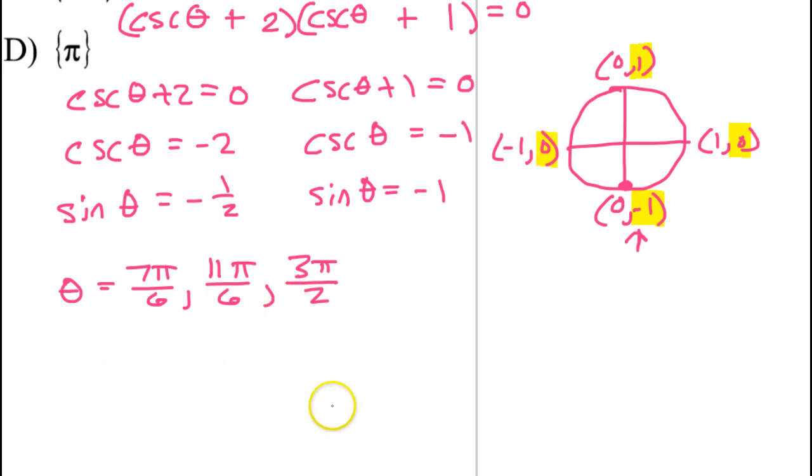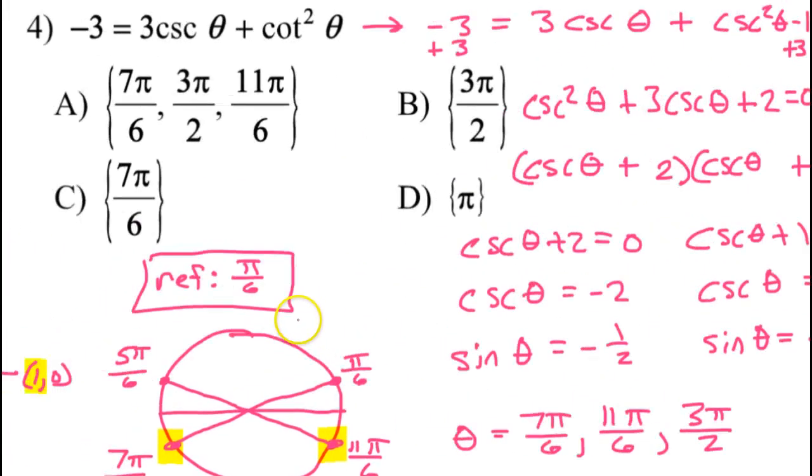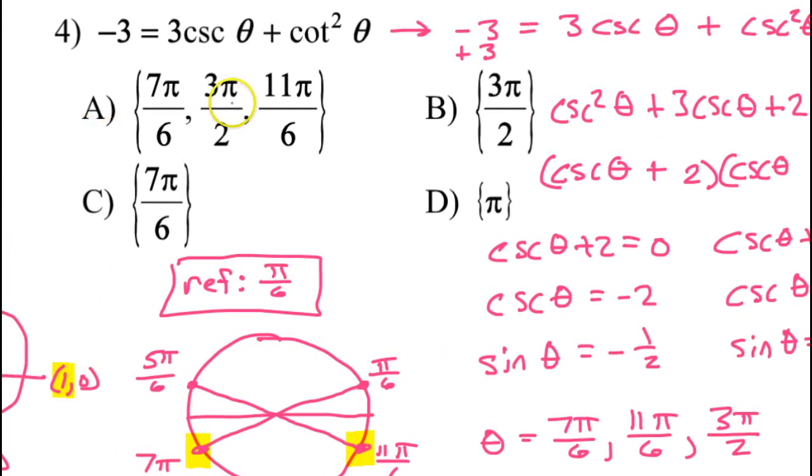So these are the answers: 7 pi over 6, 11 pi over 6, and 3 pi over 2. Which is A?